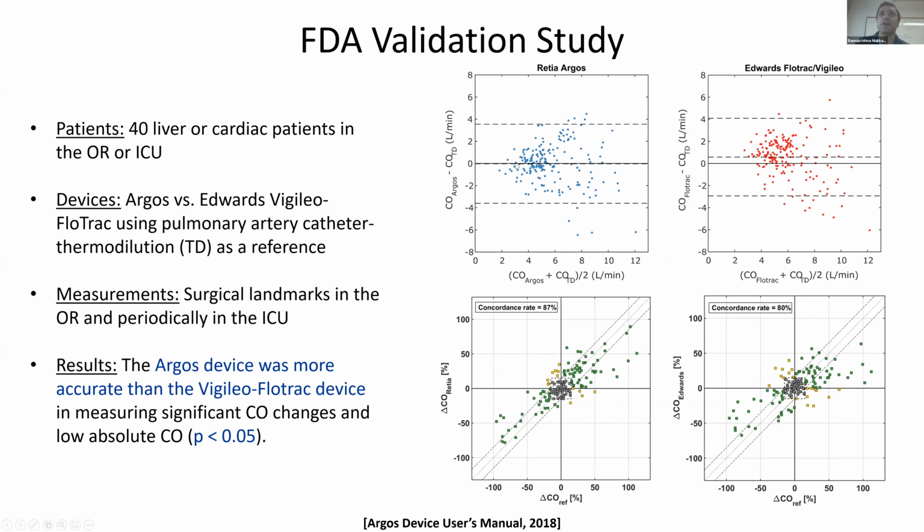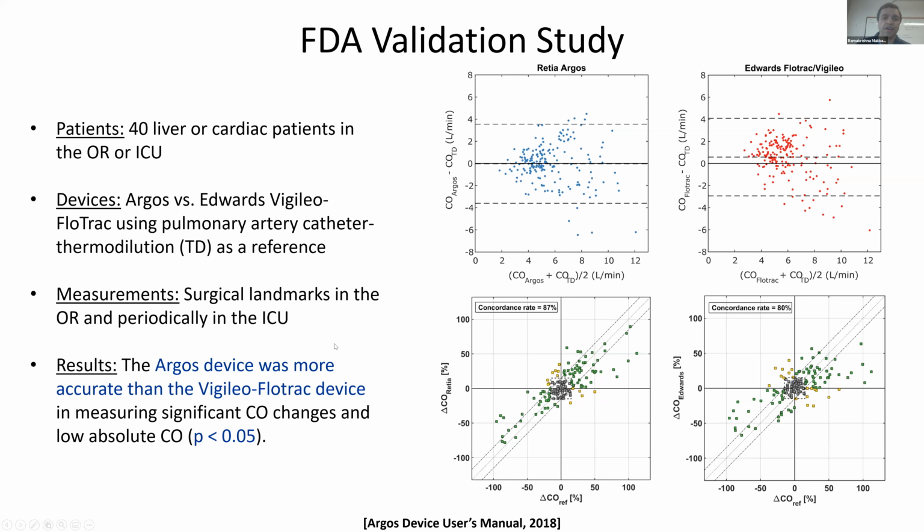So here are the Bland-Altman plots of the absolute cardiac output values and the concordance plots of the percent cardiac output changes between consecutive measurements for the Argos device versus pulmonary artery catheter thermodilution and the Edwards device versus pulmonary artery catheter thermodilution. You can see, for example, visually that the cardiac output change data points for the Argos device are more on the identity line than the Edwards device.